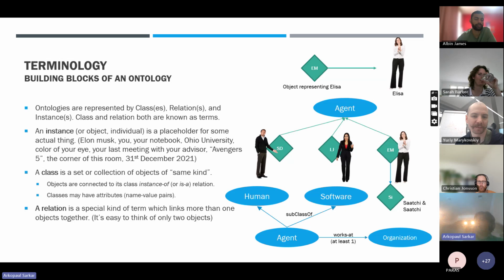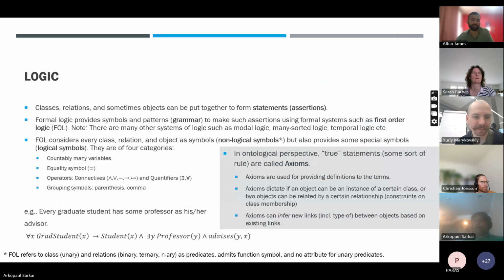And then you can say that every agent needs to work somewhere, at least one organization. There cannot be any agent not doing anything. So you can also say, in the ontology, as part of the definition of the agent, that an agent should be a human or a software, and there should be an organization where this agent works, at least one organization. Now, you can write this type of constraint.